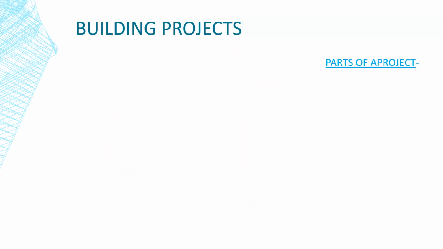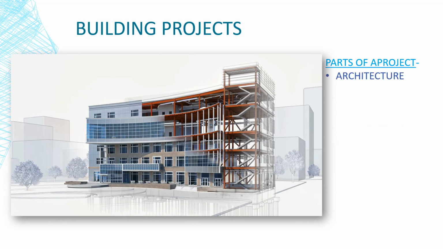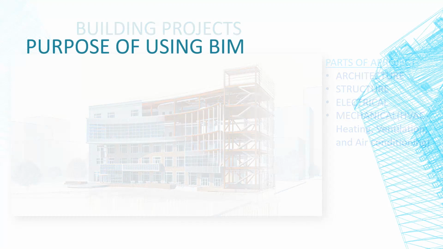Building projects. In a building project there are some parts: architecture, structure, electrical, mechanical, that means HVAC, heating, ventilation and air condition. These are the parts in a construction project of building.